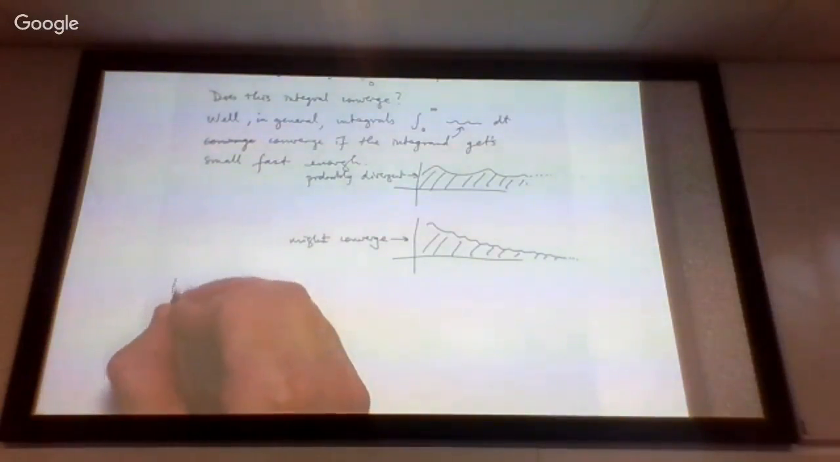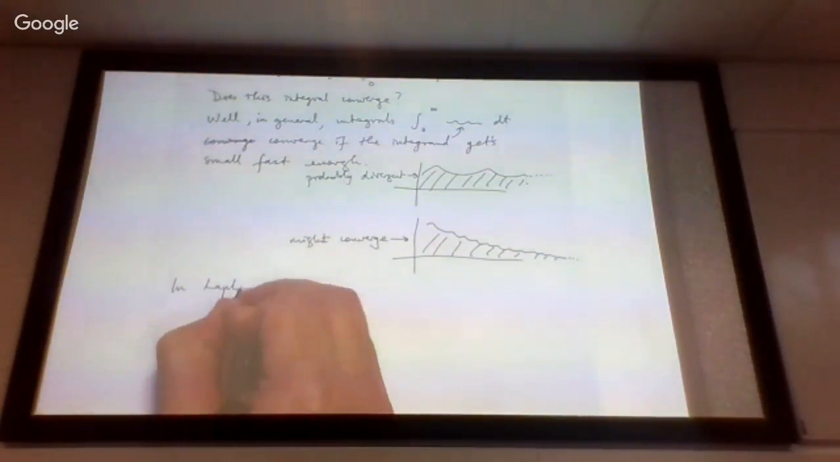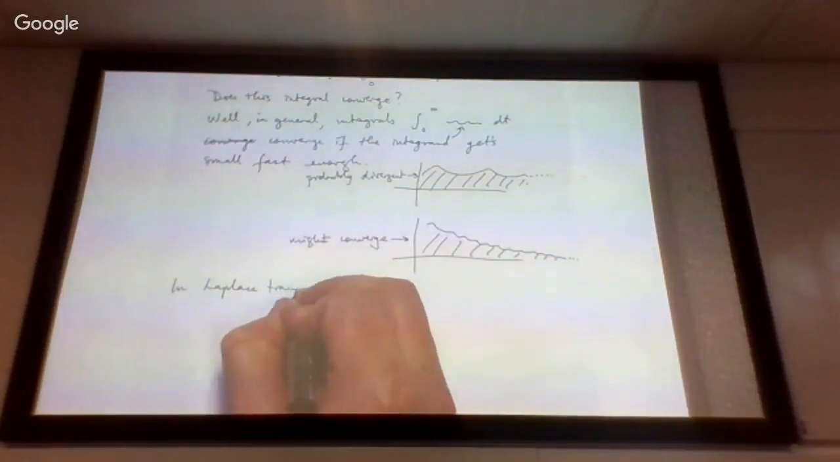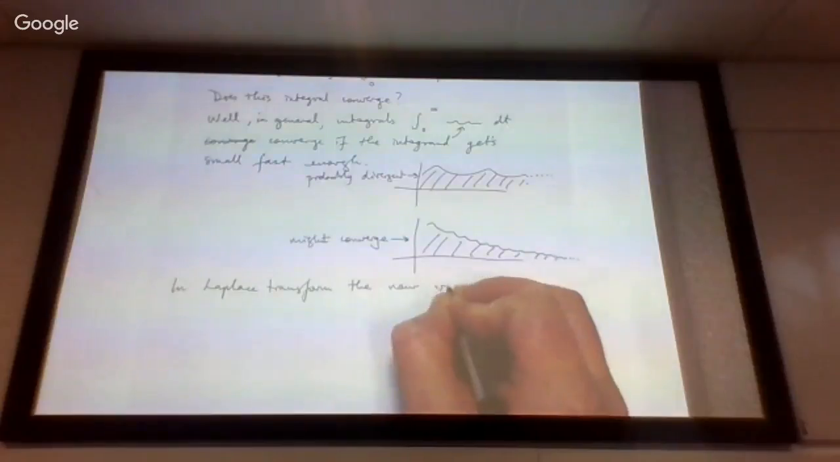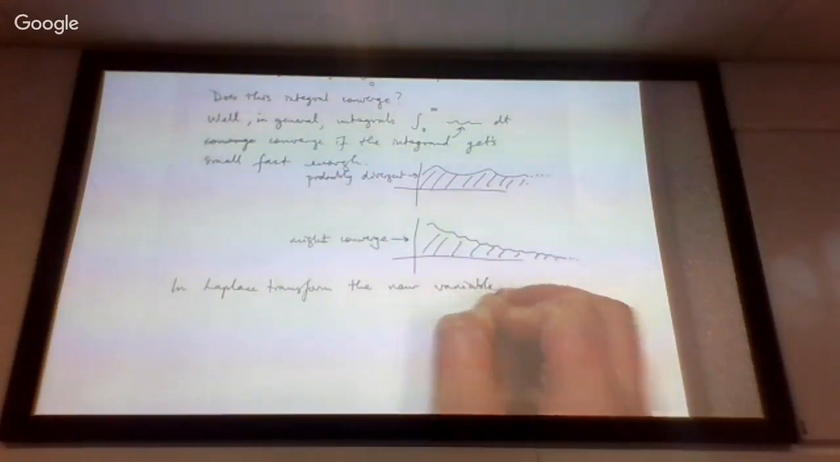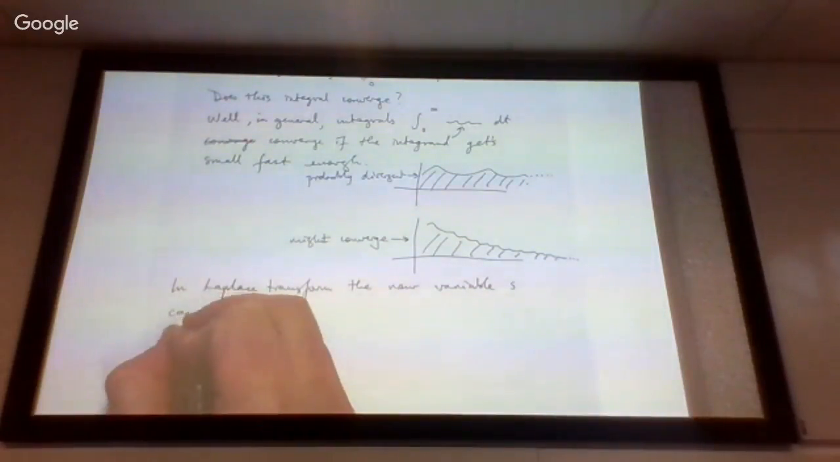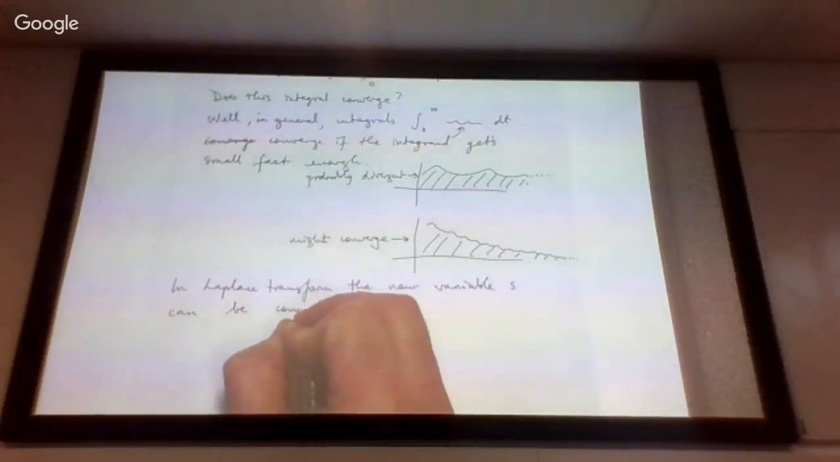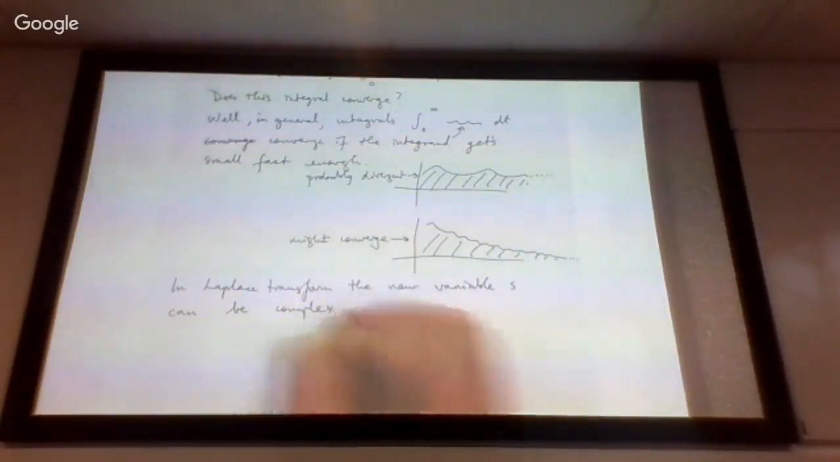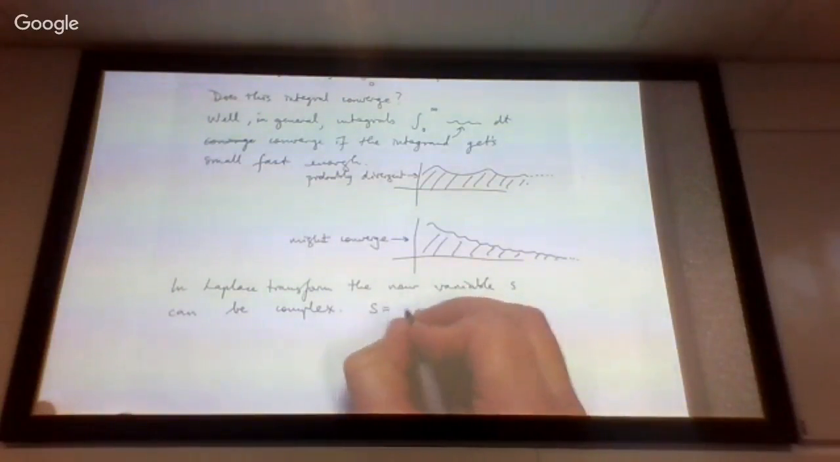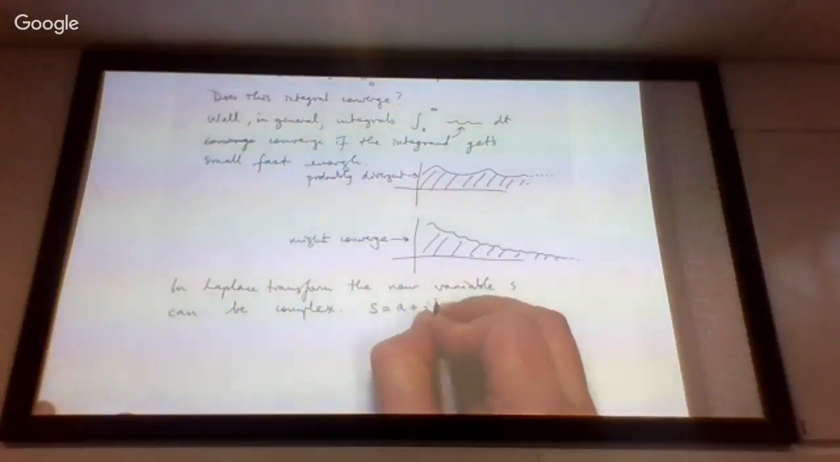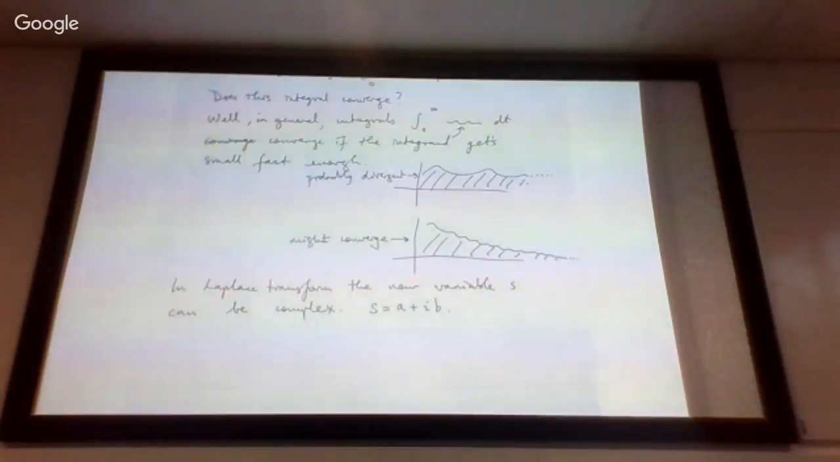Now, in the Laplace transform, the new variable s can actually be complex. Okay, so s will actually be a plus ib. Think of it as a complex number.